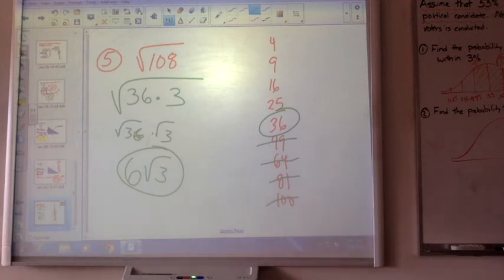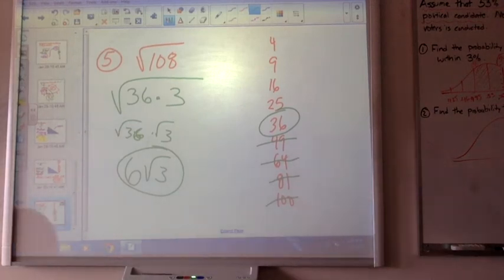Like number 5. I didn't do 36. I did 4. That'd be incorrect. Yeah, so you'd miss one point because you found a perfect square that was part of it, but you didn't do the biggest perfect square. Does that make sense? Yeah.